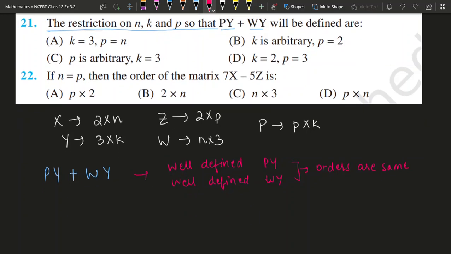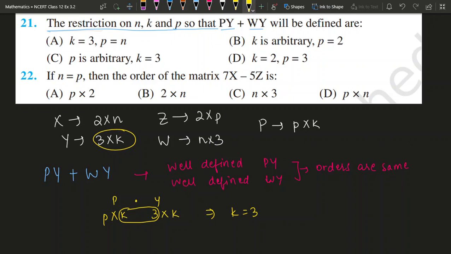So let's look at the first part. So P times Y. The matrix P is of order p by k, and the matrix Y is of order 3 by k, and the only way that P times Y will be valid is if these two numbers are equal. That's something that we discussed in matrix multiplication. So k must be equal to 3. So that's the first condition.